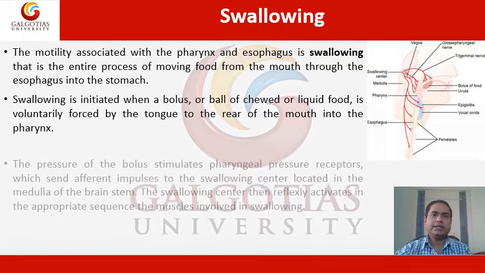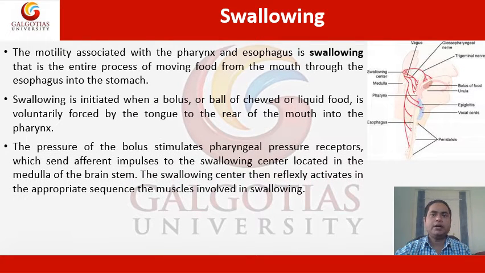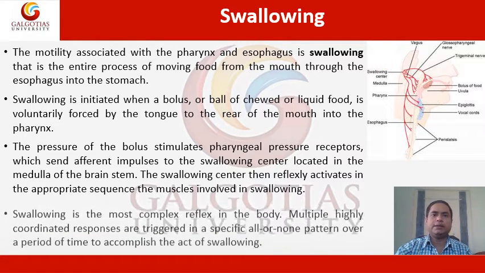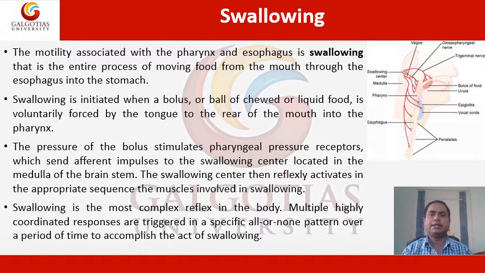The pressure of the bolus stimulates the pharyngeal pressure receptors present in the swallowing center, located in the medulla of the brain stem. The swallowing center then reflexly activates, in the appropriate sequence, the muscles involved in swallowing. So swallowing is the most complex reflex in the body.